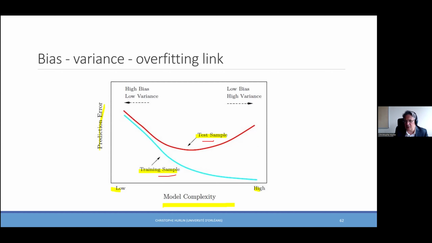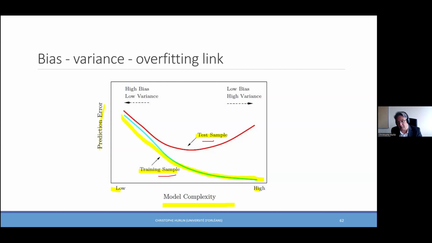If I increase the complexity of my model, I will always decrease the prediction error on my training set. Always. The more complex, the better. The most complex model is always the best on the training data set because I will increase the R squared, or the AUC, on my training data set, since my model will capture all the particularities of my data set.